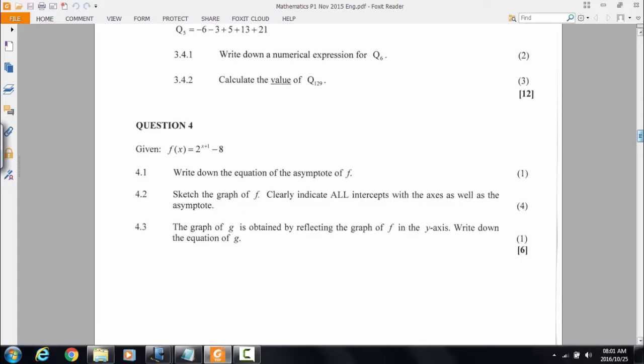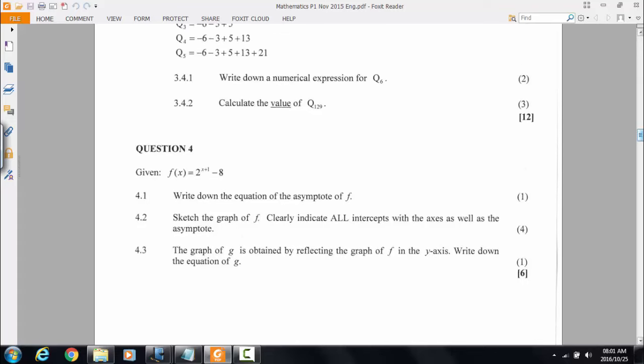Hi guys, I'd like to take a look at question number 4 of paper 1 2015. If we look at question 4, it says f of x is equal to 2 to the power of x plus 1, minus 8. And I want you to write down the equation of the asymptote, sketch the graph, and then the graph is obtained by reflecting. So this is just a simple graphing question. It's not very long, so it shouldn't take us too long to do. So let's get started.